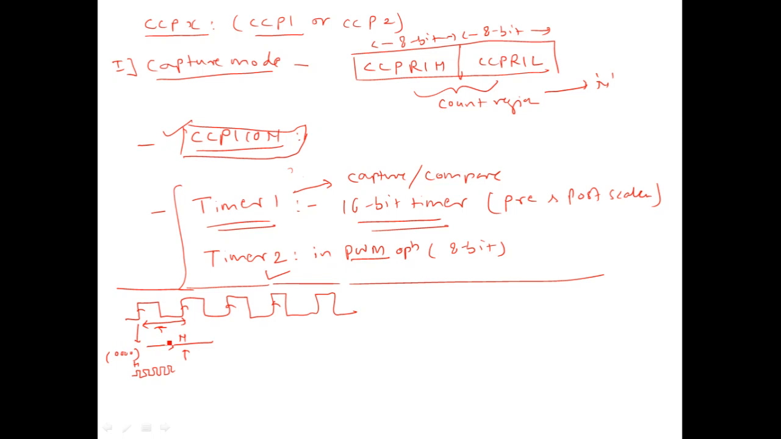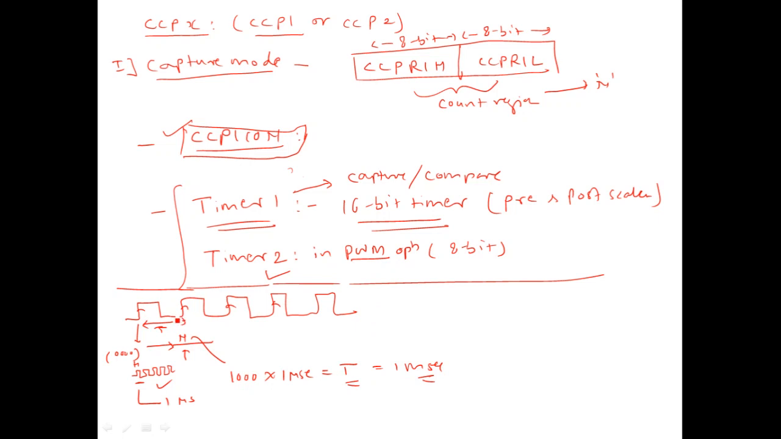If you know this clock frequency, suppose it is 1 megahertz, then the period will be 1 microsecond, and therefore the count is incrementing after every 1 microsecond. And if this n comes out to be, suppose, 1000, then it means 1000 into 1 microsecond is the period, say 1 millisecond. So that's how we can measure the period of the input waveform.